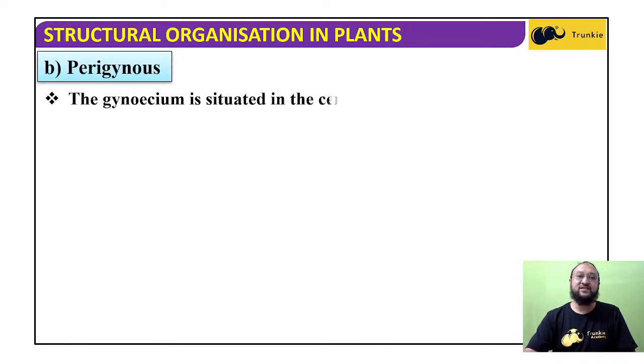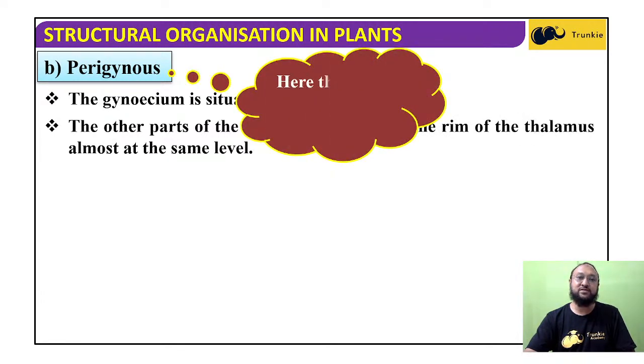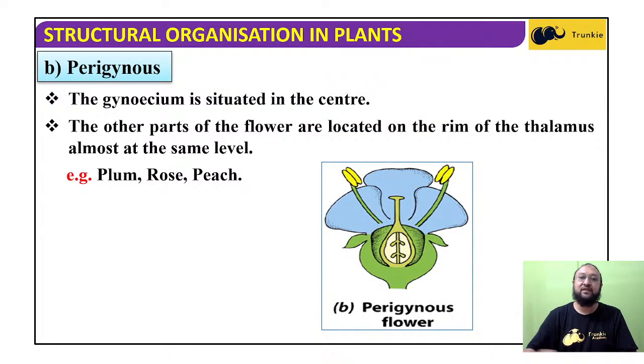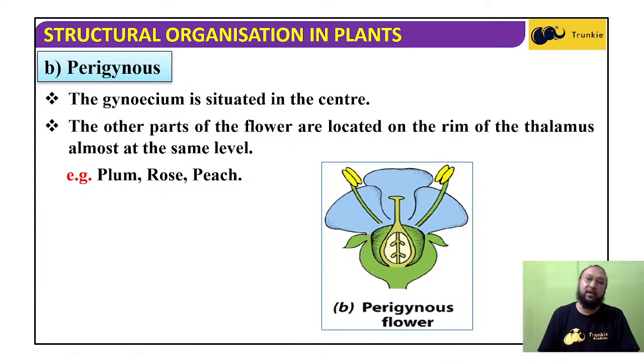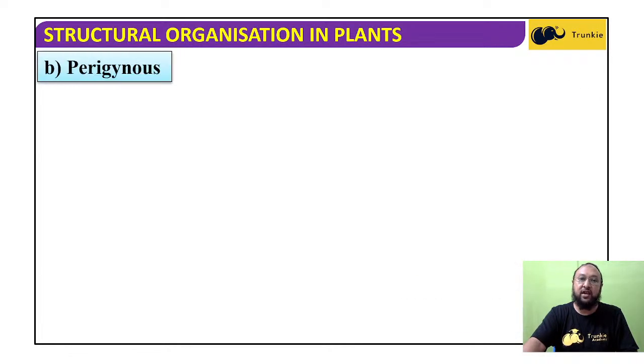Now, in the case of the perigynous flower, the gynoecium is situated in the center. Other parts of the flower are located on the rim of the thalamus, almost at the same level. So the ovary is arising from the same level. Here, the ovary is half superior and half inferior, because the ovary is bigger. So it is called half superior and half inferior, and the flower is called perigynous. Examples are plum, rose, and peach. And in the case of hypogynous, it was mustard, China rose, and brinjal.